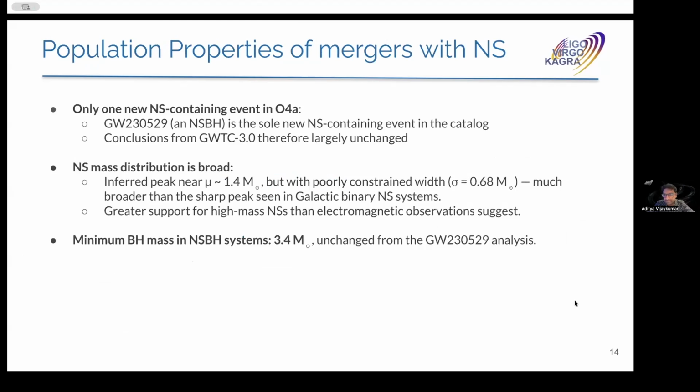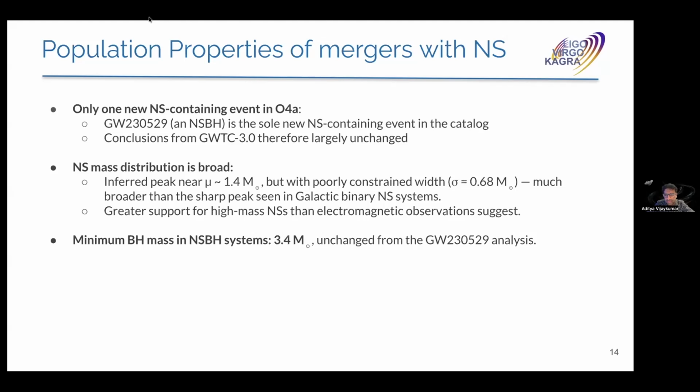So we now have only one new neutron star containing event in O4A, which is GW230529, which is a mass gap neutron star black hole merger, and it's the main driving factor to our conclusions, which means conclusions from the previous GWTC-3 are largely unchanged. We do have an inferred peak around 1.4 solar mass, but the constraint is much poorer than what we observe with the galactic binary neutron star systems and neutron star white dwarf systems.